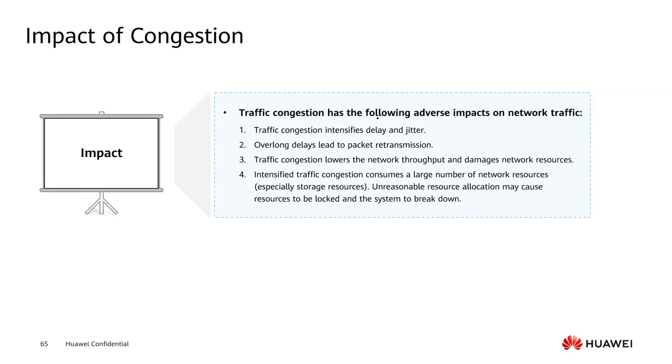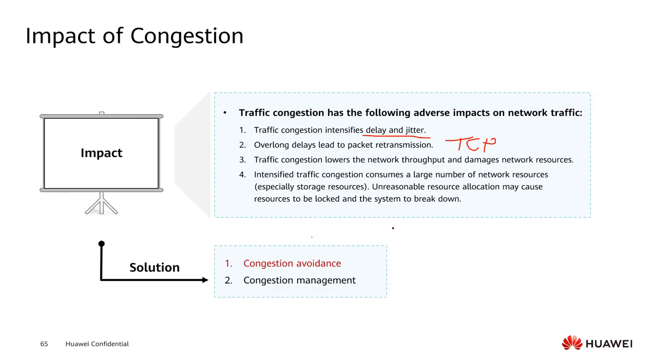Traffic congestion has the following adverse impacts on the network traffic. First, it creates delay and jitter. Second, it causes packet retransmission, for example, with TCP traffic. Traffic congestion will lower the network throughput and damage network resources, and intensive traffic congestion will consume a large number of network resources. It can also cause system breakdown. So this is the impact of congestion.